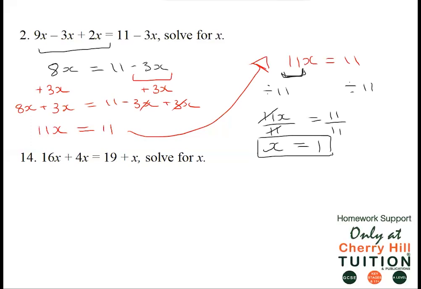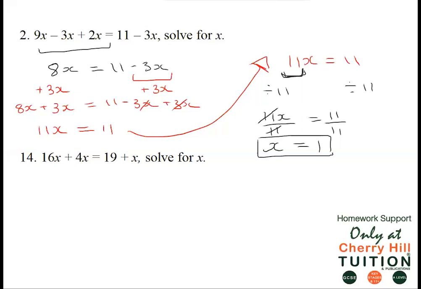Okay, so question 14, we have 16x plus 4x is equal to 19 plus x. So we are going to work in the same way as we did for question 2. We are going to try and get everything with an x inside of it on the left-hand side and everything without an x on the right-hand side. Please bear in mind that it does not matter which side you get everything on. So in the same way, instead of making everything with an x on the left-hand side, you can make everything with an x on the right-hand side instead.